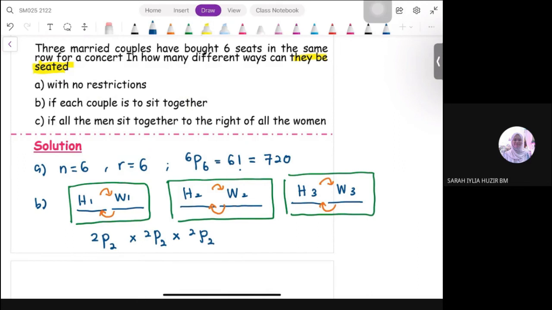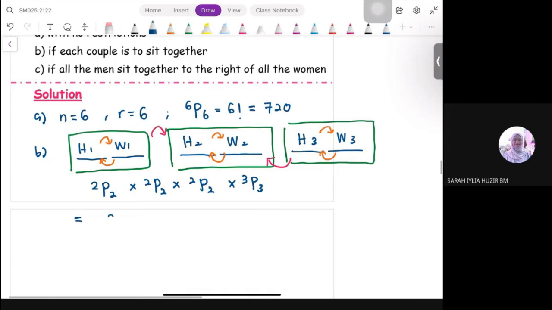And then, we have to consider this group. Why? Because they didn't mention siapa nak duduk tengah, couple mana nak duduk kiri, couple mana nak duduk kanan. Means I can rearrange between the couples. How many groups do we have? We have 3 different groups. So we have to times with 3P3. 3 kumpulan ni kita nak susun. Or you can simplify this as 2 factorial times 2 factorial times 2 factorial times 3 factorial.